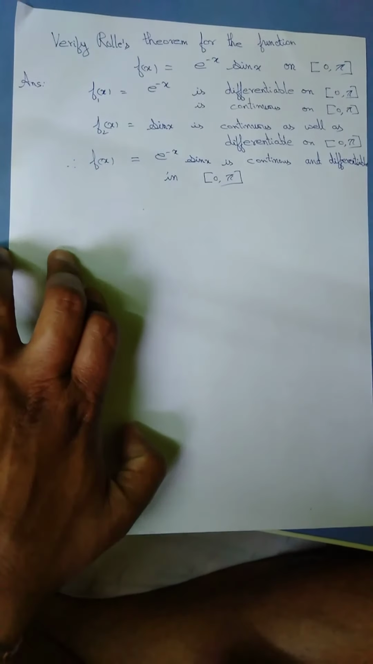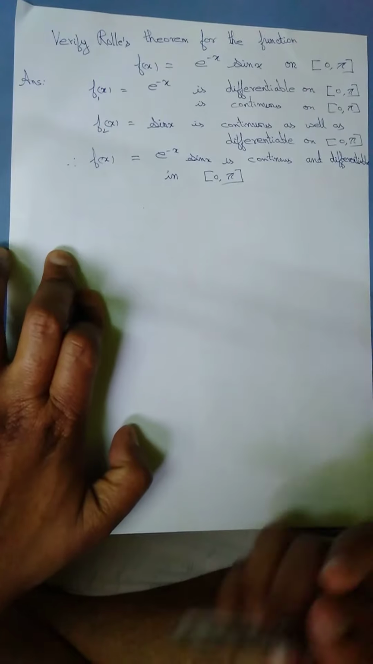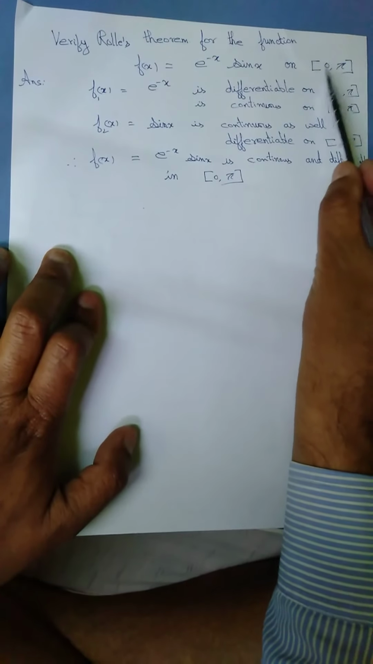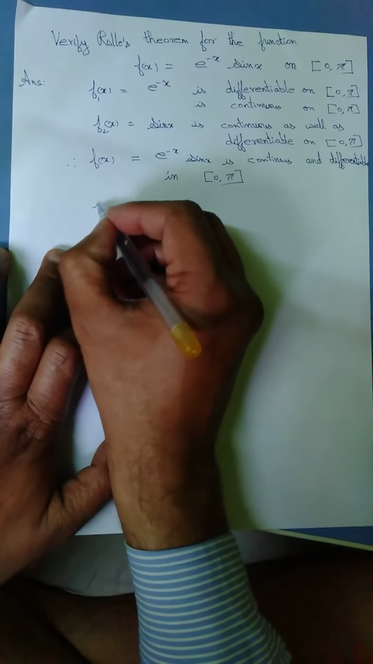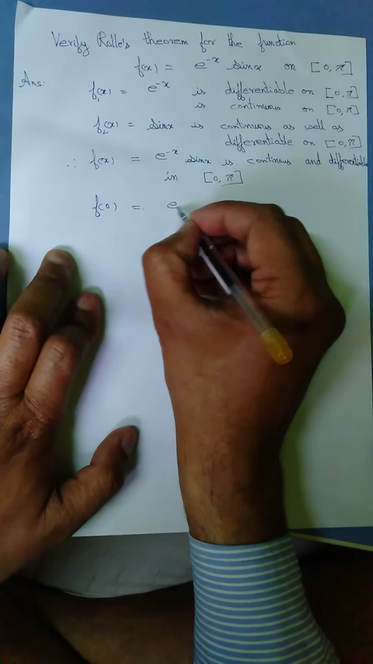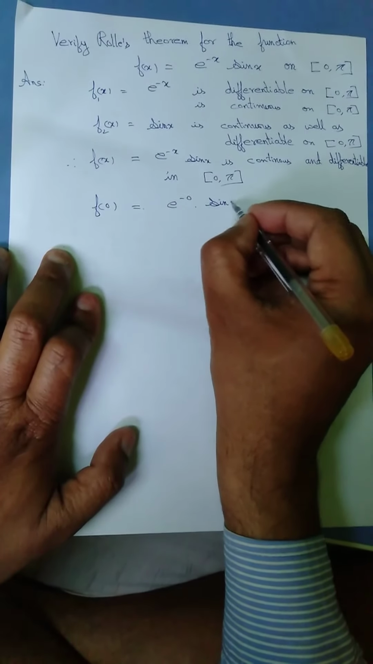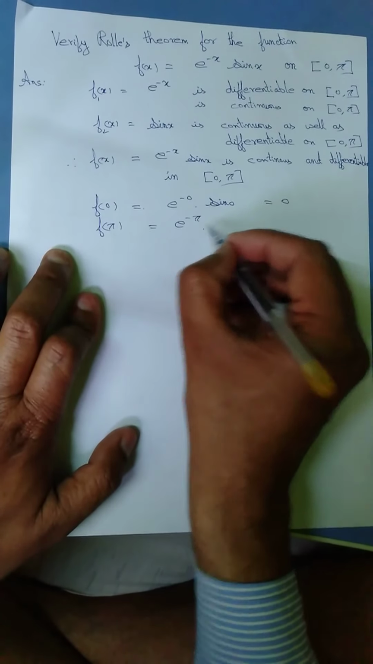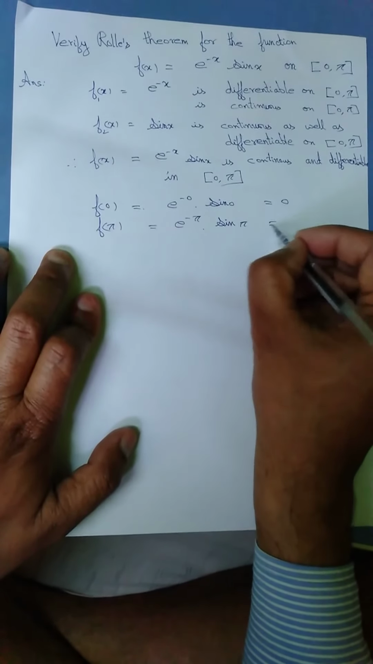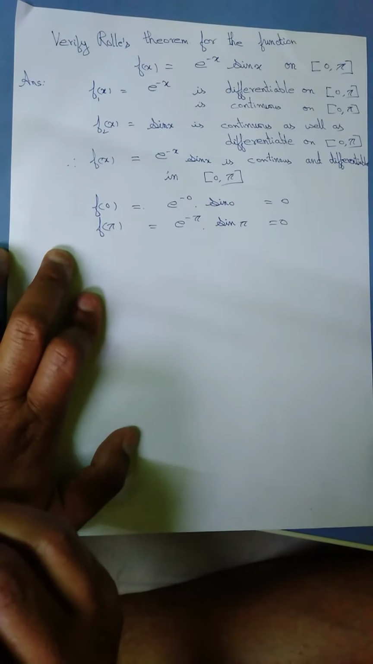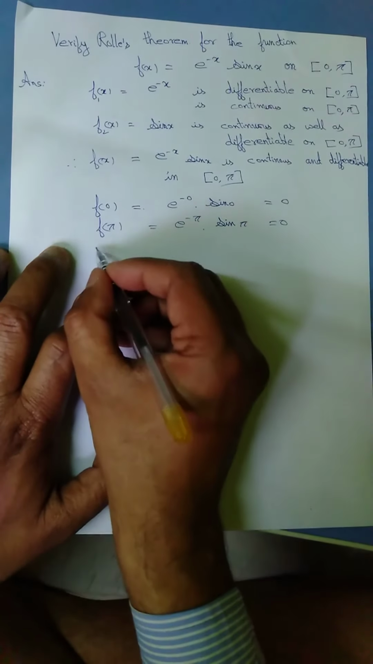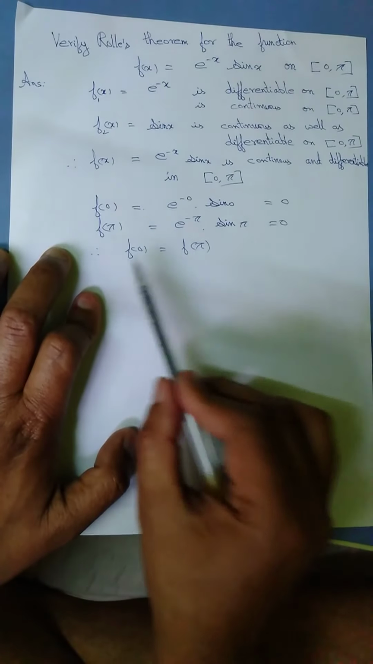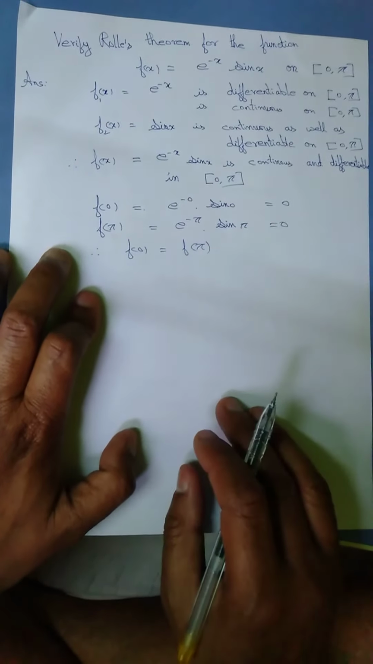So first step, you need to show that the function is continuous on the closed interval and differentiable in the open interval, that we have done. Second step, at the end points, the value of the function must be equal. f(0) equal to 0, f(pi) equal to e to the power minus pi into sine pi, that is also 0. Therefore f(0) equal to f(pi). So at the end points, the values of the function are equal.